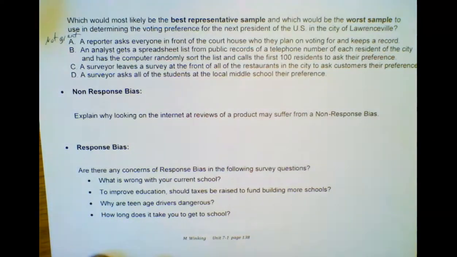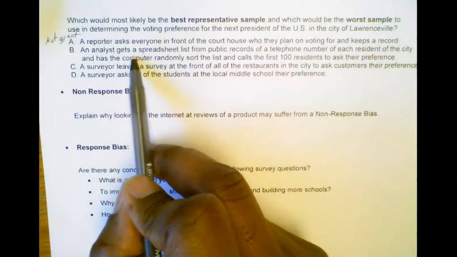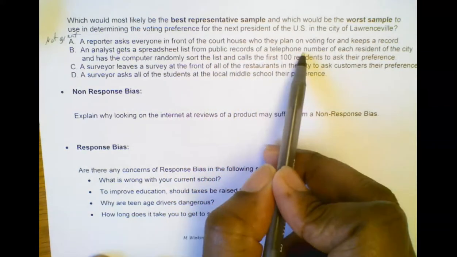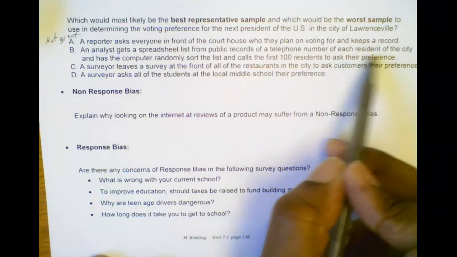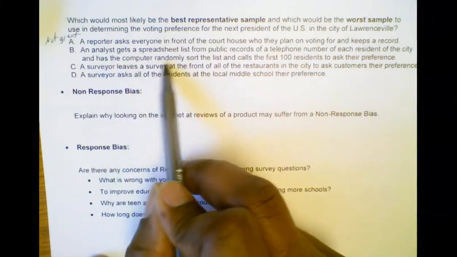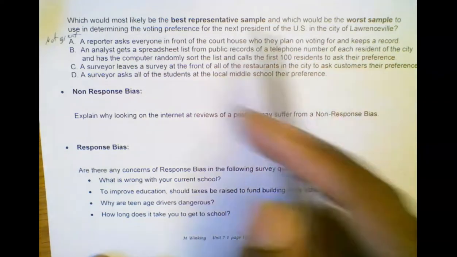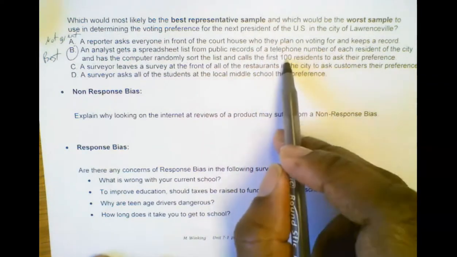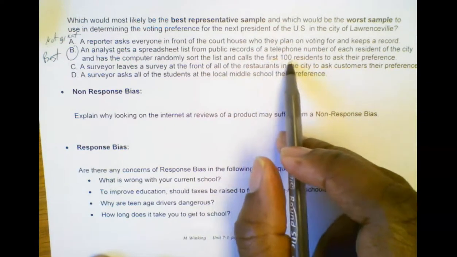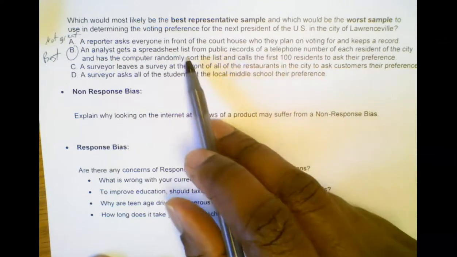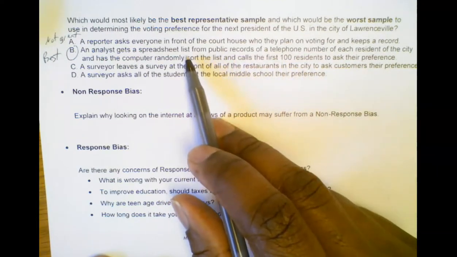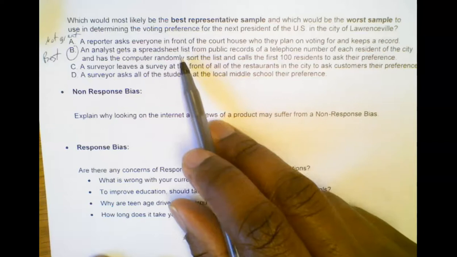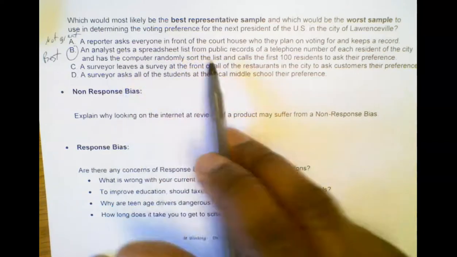That's not very great. And the next one, an analyst gets a spreadsheet list from public records of telephone numbers for each resident of the city of Lawrenceville, then randomly sorts them and calls 100 people on the list. This is actually the best one. Even though using telephone numbers isn't the best way of taking a random sample, because everybody doesn't have a telephone, and everybody doesn't answer calls from a number they don't know. For that reason, you're leaving out a lot of people from the community who won't be part of the survey. But that's the best one on this list.